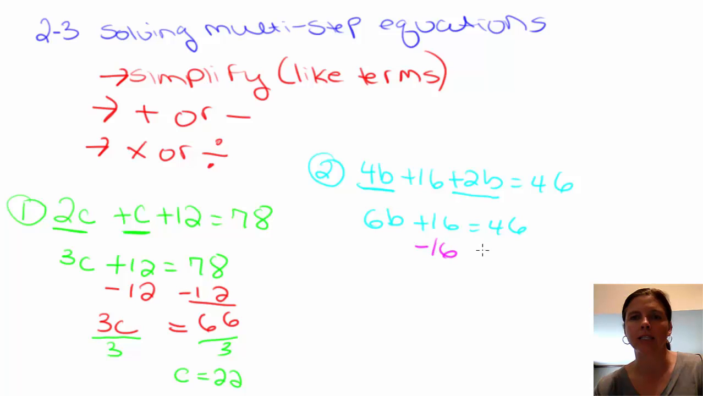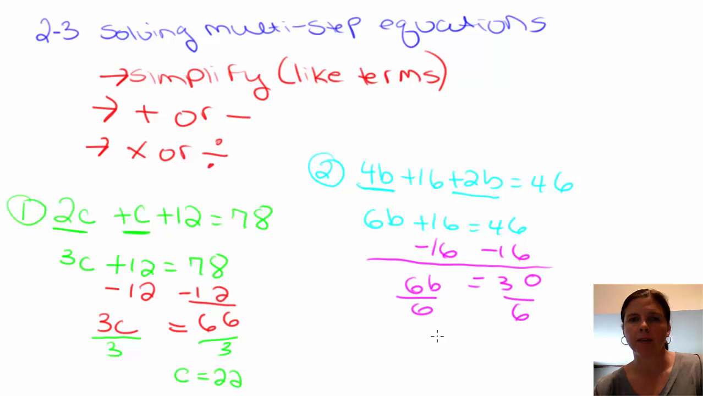Then we subtract 16. So that becomes 30 equals 6b. Divide by 6. b equals 5. All right, let's go on to the next.